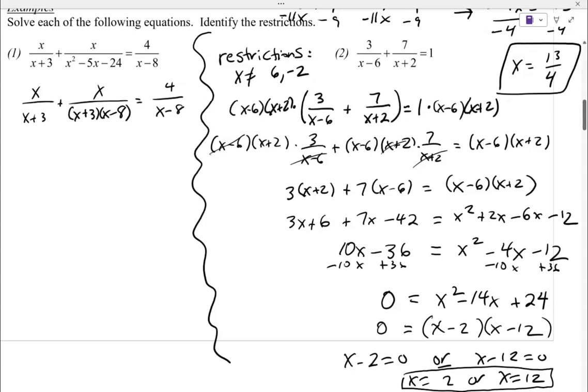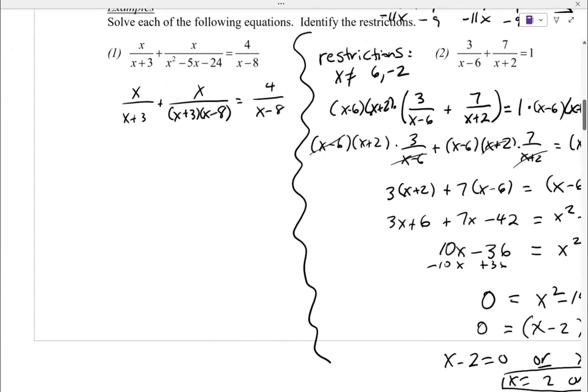All right. Before we do anything else, let's identify the restrictions now that we've got it factored. What can you not plug in for x? Negative 3 and positive 8, right? So your restrictions on this one are negative 3 and positive 8.